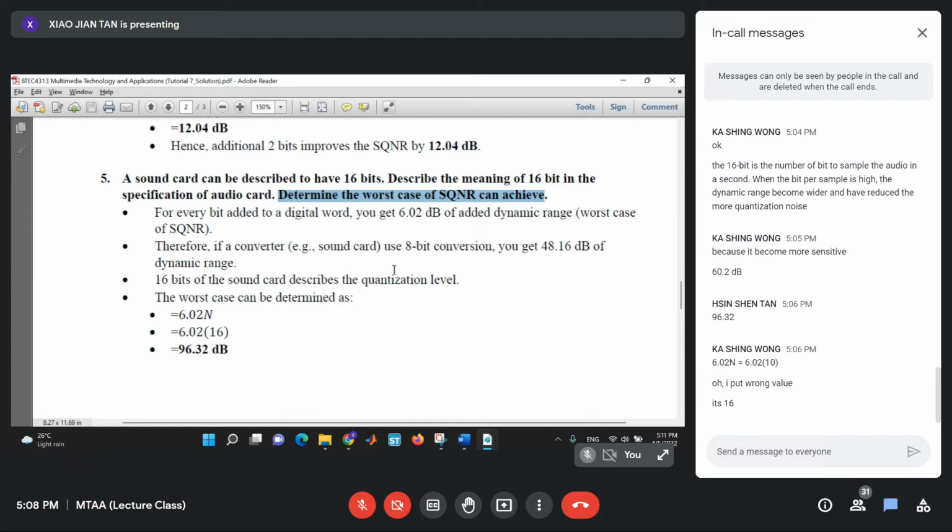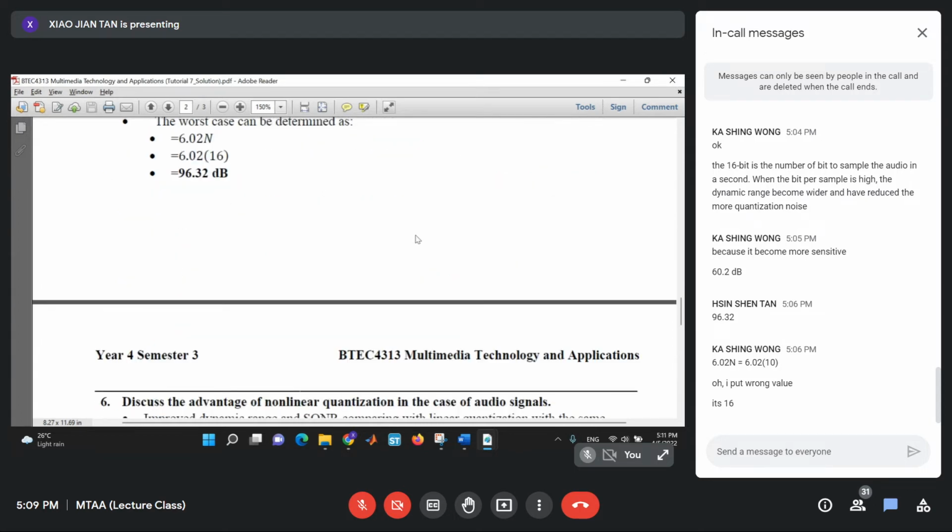So for every bit added to a digital word, you get 6.02 dB of additional dynamic range, the worst case of SQNR. Therefore, if a converter or sound card uses 8-bit conversion, you can get this value. And the 16-bit of the sound card describes the quantization level. The worst case can be 6.02 multiplied by n. The answer provided by Gasing is not bad; to me, I think it's better. You can use that one, but remember to add this in, because this part of the question asks you to determine the worst case. Okay, the next question.